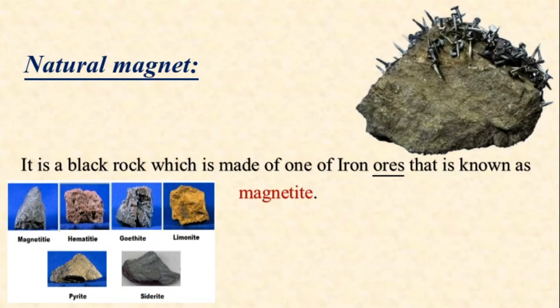I could also ask you to complete the following. A natural magnet is a black rock that's made of one of the ores that's called what? Yep, super, magnetite. Any problem till now? Okay.